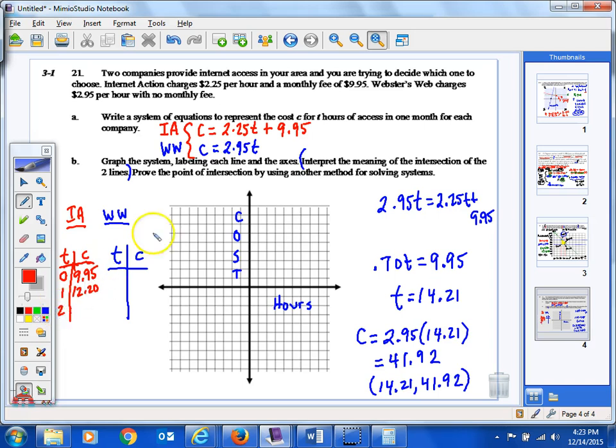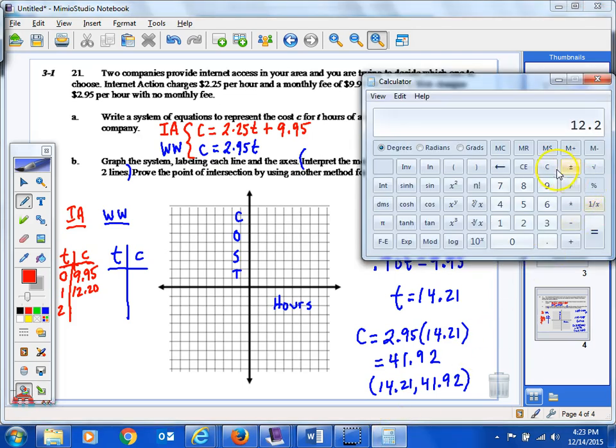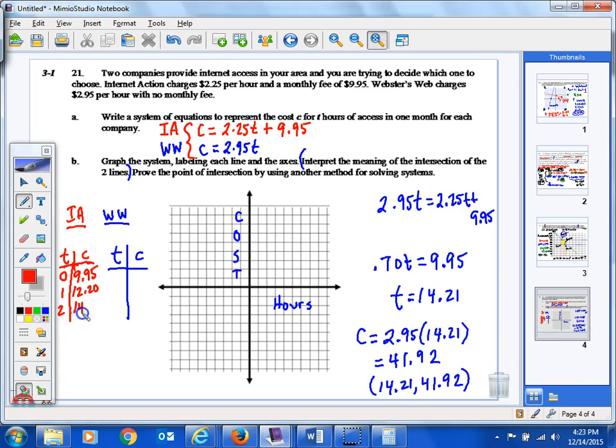And let's go one more. For 2 hours of use, they're going to charge us $4.50, which is $14.45. All right, so let's plot these points. Let's see, we need to be able to plot 41.92. So I'm going to just do these in fives. And I think I'll do both the X and the Y in fives.